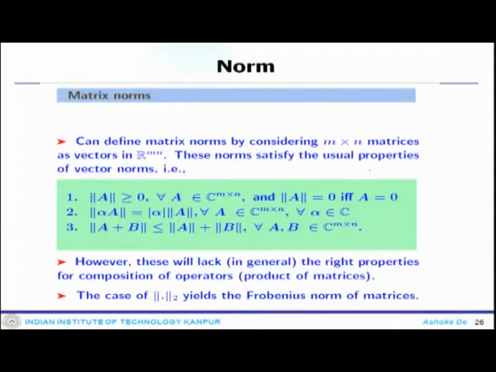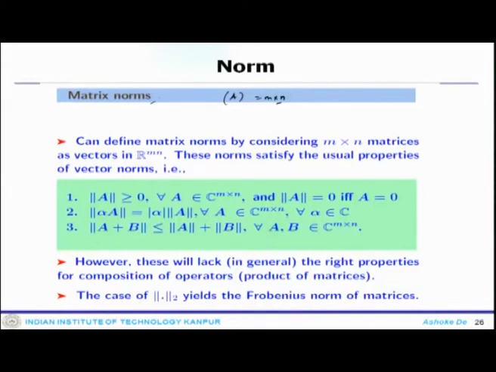Now, once we talk about the vector norm, we come back to the matrix. Why? Because a matrix, this is an M by N matrix, is nothing but a combination of column vectors and row vectors. So, that is what we first discussed, the norm of a vector, and now we want to look at the norm of a matrix.